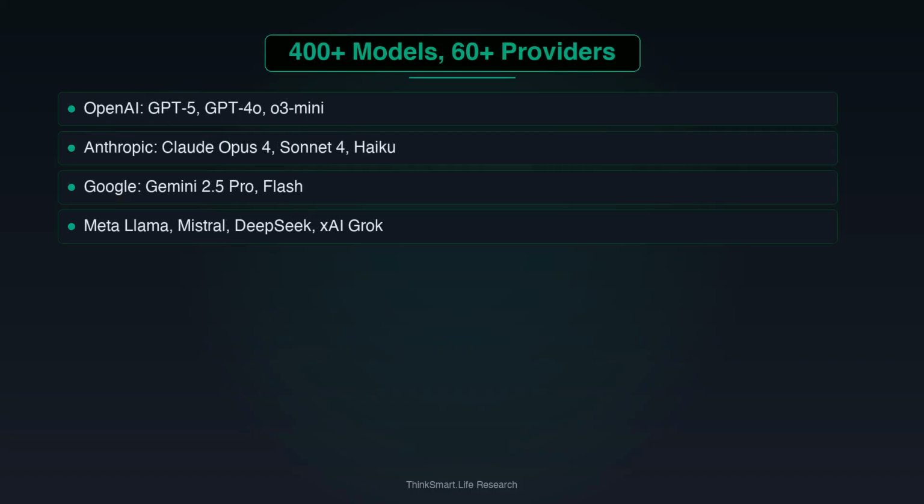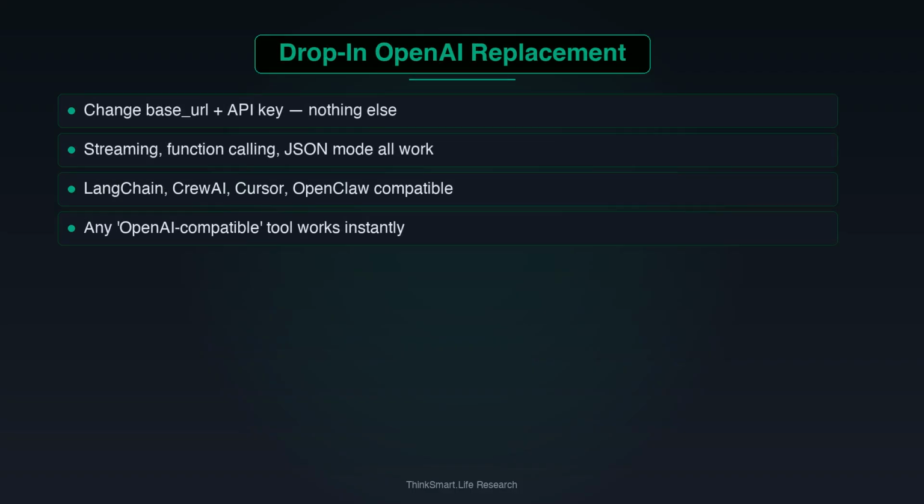OpenRouter's catalog includes over 400 models as of early 2026. The major families include OpenAI's GPT-5, GPT-4o, and o3 Mini, Anthropic's Claude Opus 4 and Sonnet 4, Google's Gemini 2.5 Pro and Flash, Meta's Llama 3.3 and Llama 4, Mistral's Large and Codestral, and DeepSeek's V3 and R1 reasoning models. Model identifiers follow a consistent provider/model name format. The free tier gives you access to 25 plus free models. The paid tier unlocks everything.